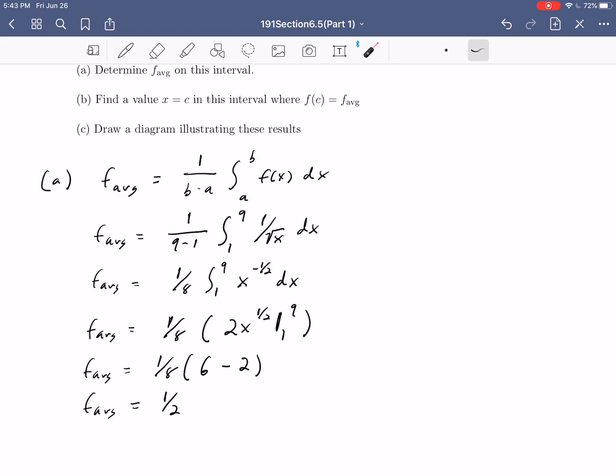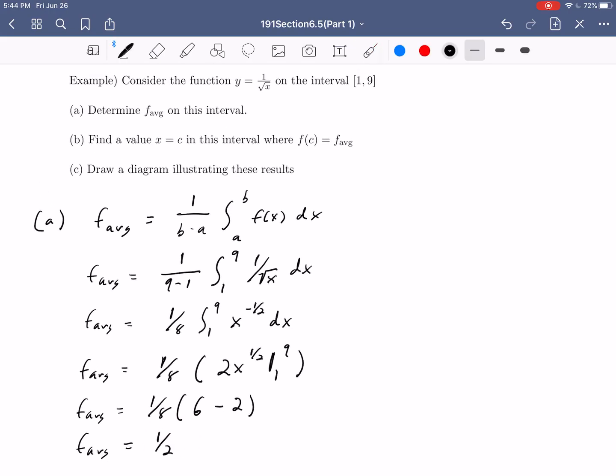All right. Well, we now know, going to part B, that this function has to achieve this value at least once. So how would we find where that happens? Well, we simply set the function equal to its average value and solve. So for B, we take f of c equal to f average. So what is f of c? Well, we just plug in c. So 1 over square root of c is supposed to be equal to this average value, which is 1/2. Can we solve for this? Well, for sure, we can take the reciprocal on both sides. Square root of c is equal to 2.